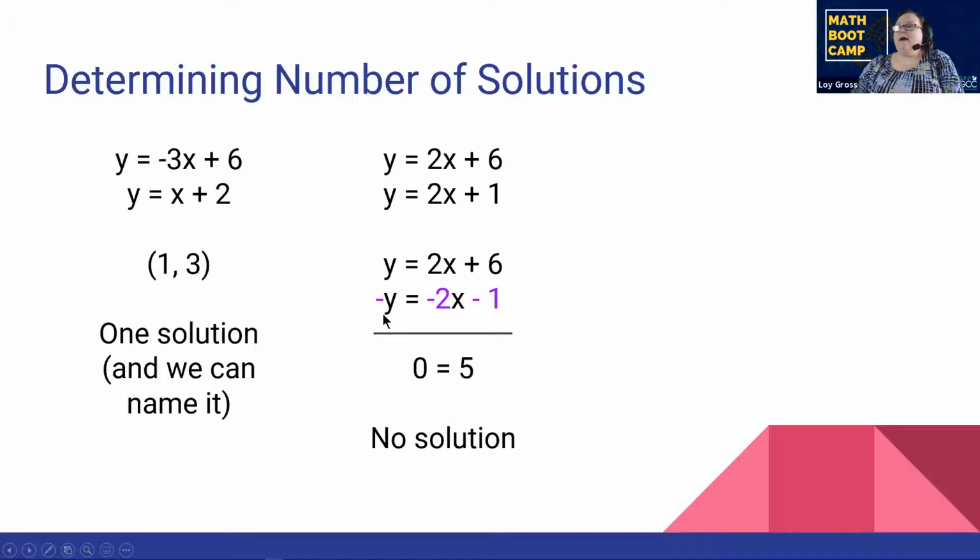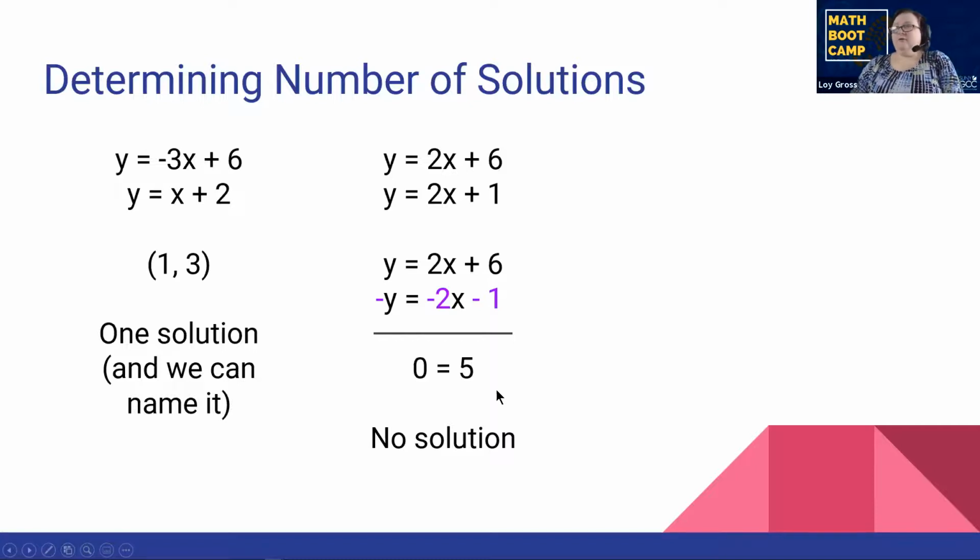y and negative y is going to leave us with nothing on the left-hand side, and being a good mathematician, I'm going to represent nothing with a 0. On the right-hand side, 2x minus 2x leaves us with nothing, plus 6 minus 1 leaves us with 5. Our final equation that we're trying to solve here ends up being 0 equals 5.